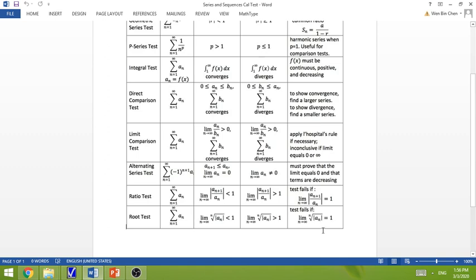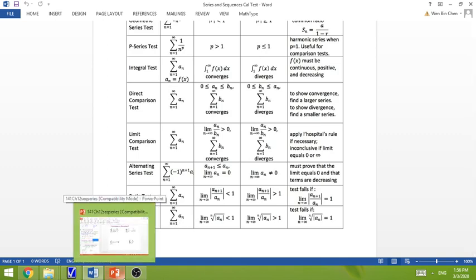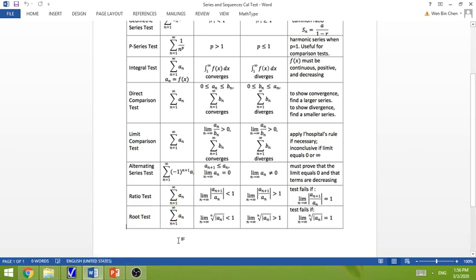And then the last two will be the ratio test and the root test. Again, they're quite similar sometimes, but it's very easy to find out which one to use. Ratio is always the comparison of the higher term and the lower term. And the root test always involves the radical, with the n root. And n is always a positive integer.